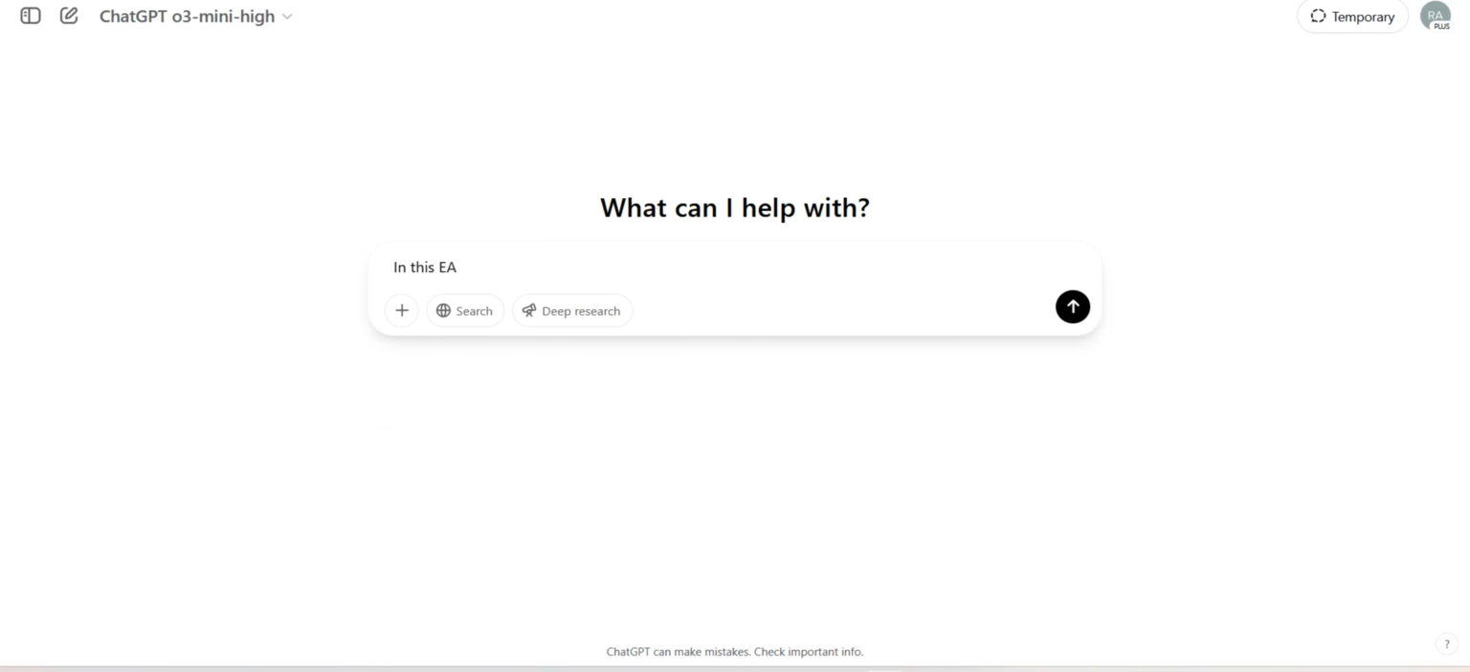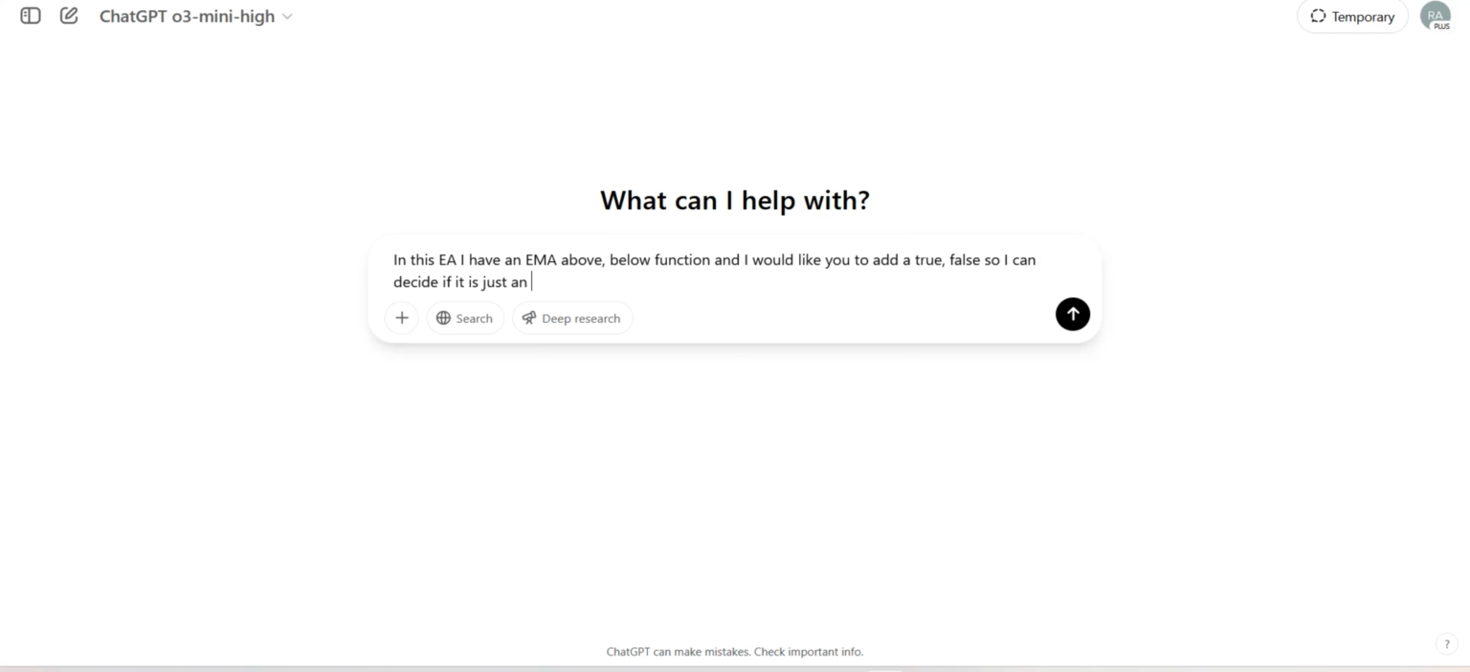In this EA, I have an EMA above below function, and I would like you to add, I don't know, a true false, so I can decide if it is just an above below function or a cross above cross below function for buy and sell trades.